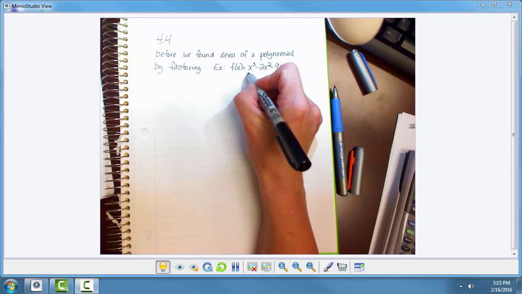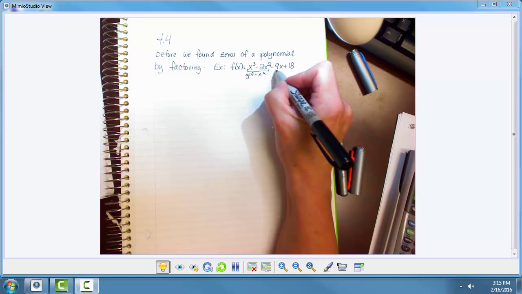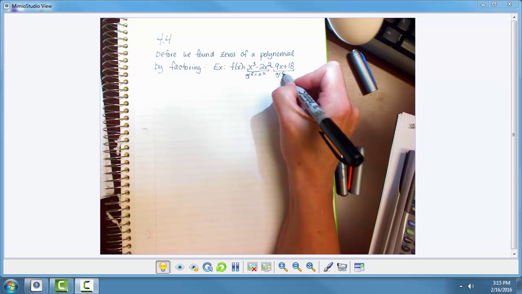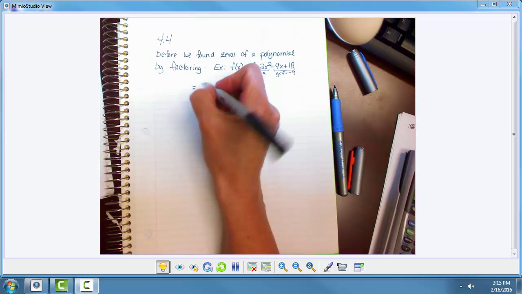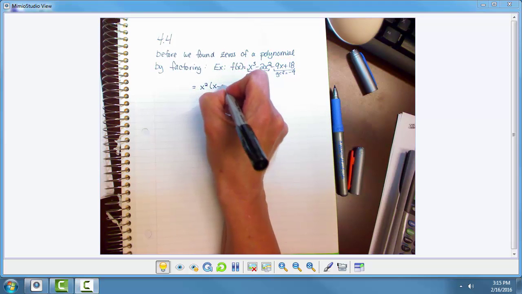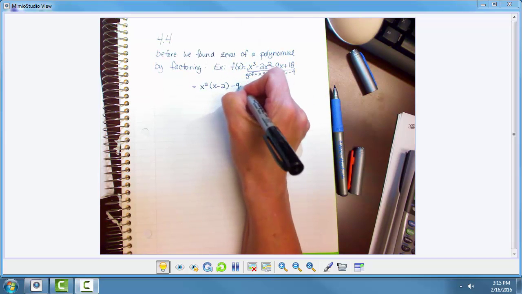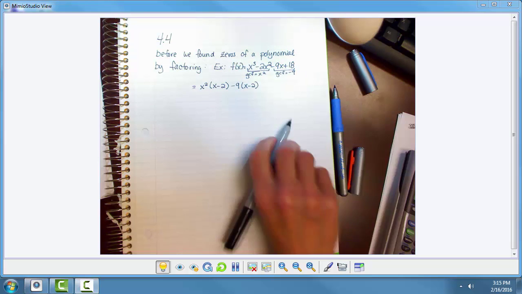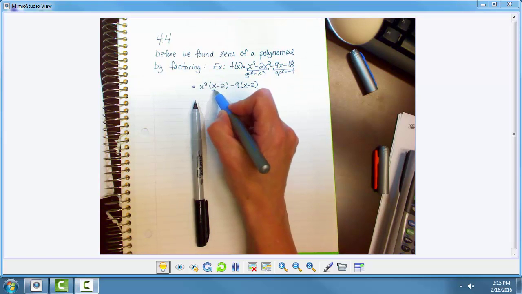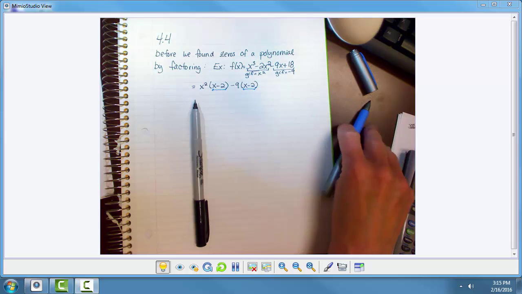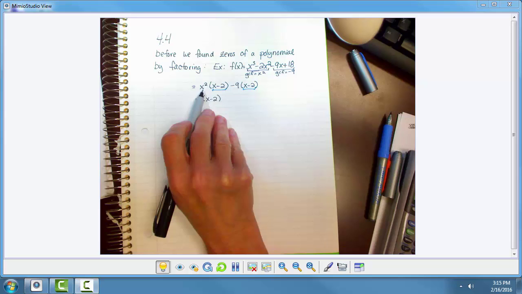Out of the first two terms, the greatest common factor is x squared. Out of the last two terms, the greatest common factor would be negative 9, because you want to take a negative out. So that would factor as x squared times x minus 2, and negative 9 times x minus 2. Then notice both of these expressions are being multiplied by x minus 2, so that's the greatest common factor. That will come out as x minus 2, and what you have left is x squared minus 9.